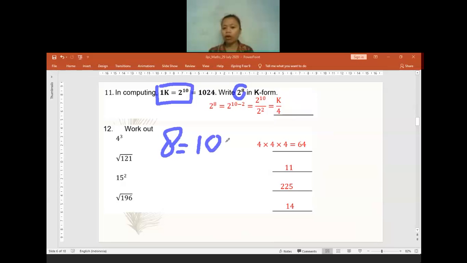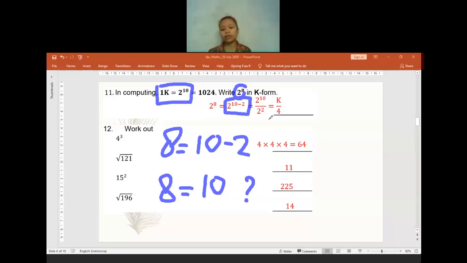Do you agree? Or do you have any other method to change the 8 to do something with the number 10? I have to do something with the number 10 in here, as long as my final answer is 8. I think the only thing that we can do is 10 minus 2, right? Because 10 minus 2 will be equal to 8. And then this is a subtraction using indices. Subtraction using indices, we can change it into a division.